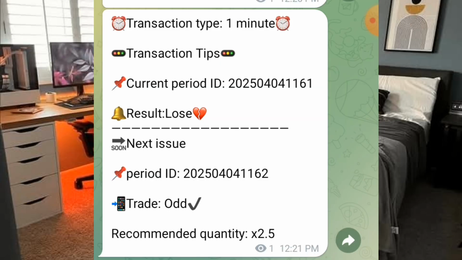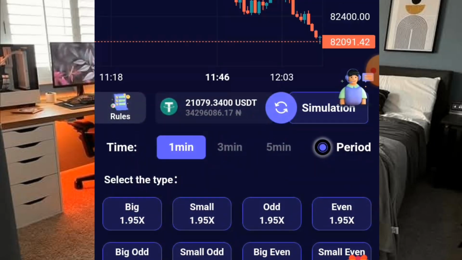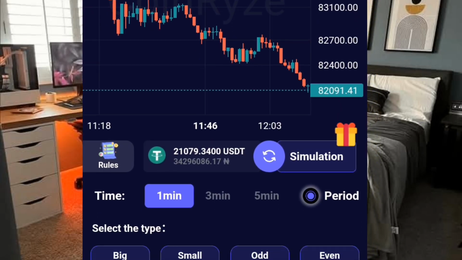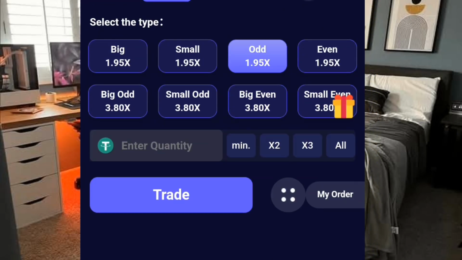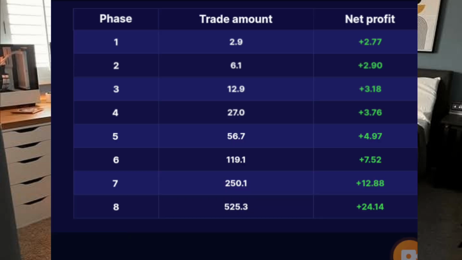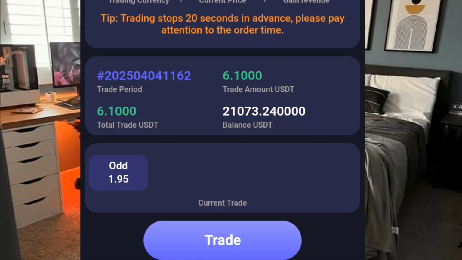So we're going to check the last 2 digits of the period ID, which is 62, and we're going to choose odd. So let's see, 62 is the last 2 digits of the period ID. So we're going to choose odd and we're going to double our amount, which is 6.1. So let's trade.